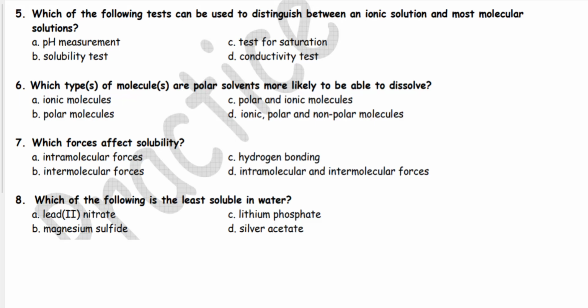What about a test for saturation? Yeah, once again, that's not talking about the difference between ionic and molecular, so it's definitely not A or C. What about D, conductivity test? Well, if you have a solution with an ion dissolved in it, does it conduct electricity? Oh, okay. And if you have a molecular solution that's dissolved, would that conduct electricity?